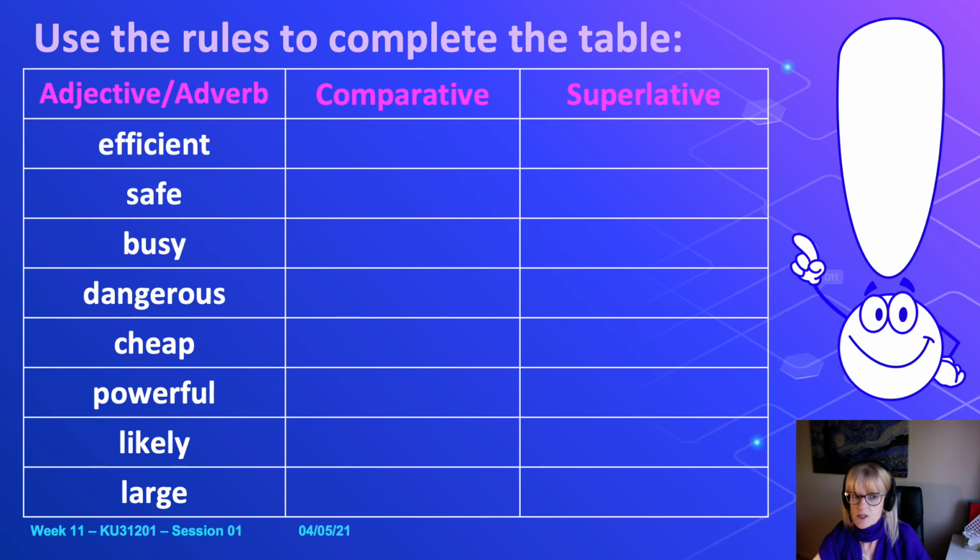So remember, if it's a Y, you usually have to change that to an I. If it's got 3 or more syllables, then you need to use more and most. And if it's one syllable, we use ER and EST. So if everyone could try to complete that table, we will go through it together on Thursday. And if you get a little bit stuck, don't worry, superlatives and comparatives are difficult when you first start using them, so we will need to do a lot of practice.